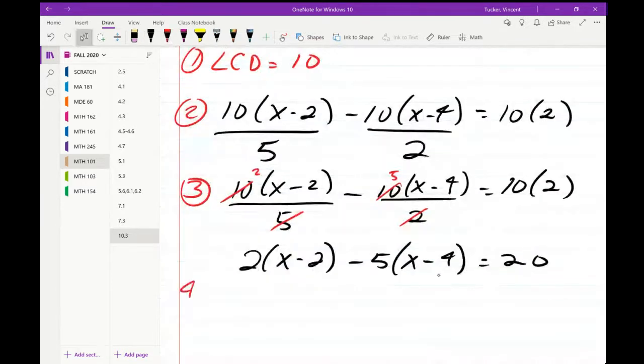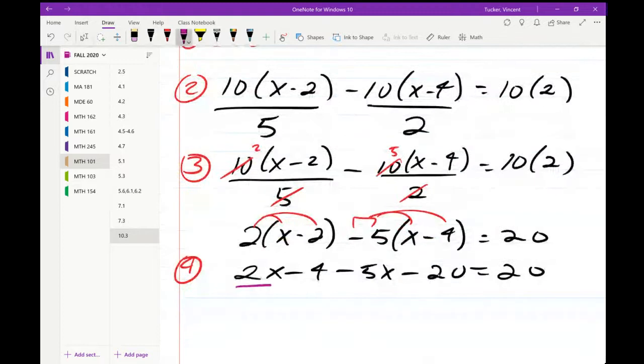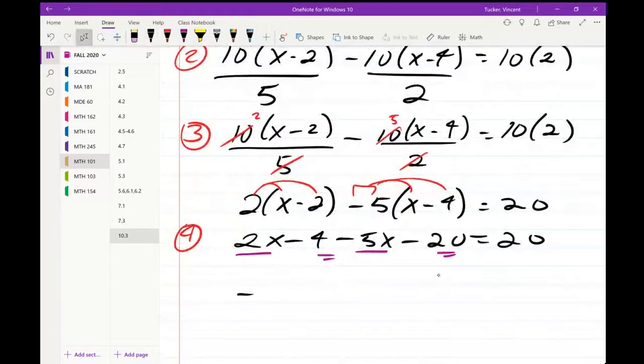So step 4 is to go ahead and solve. So I'll go ahead and distribute. 2x minus 4 minus 5x minus 20 equal to 20. Combine your like terms. So 2x minus 5x is negative 3x. Negative 4 and negative 20 is negative 24.